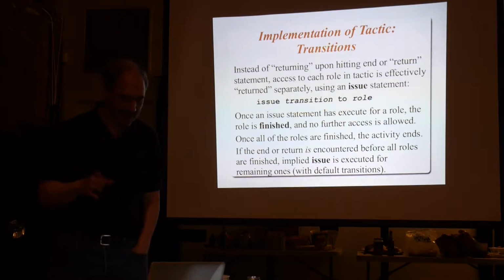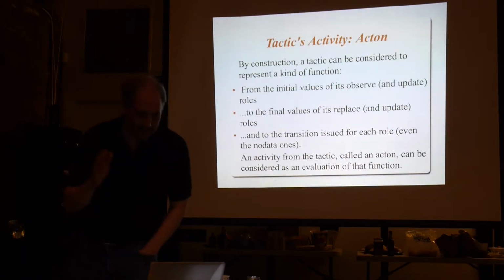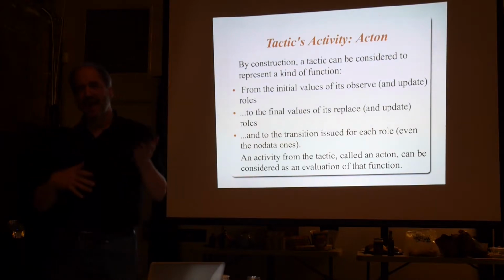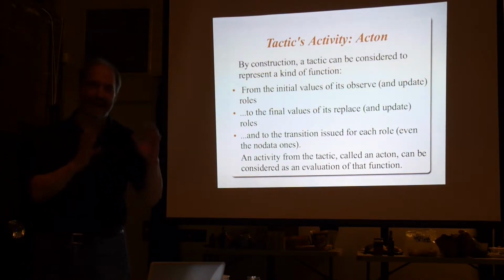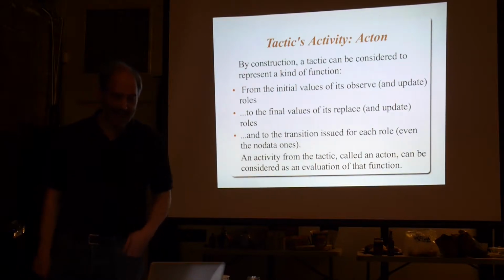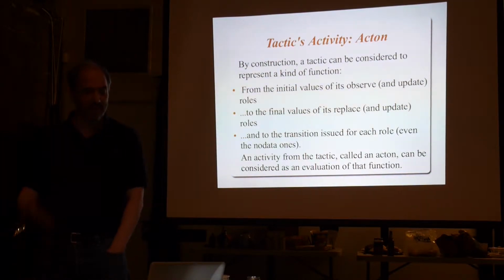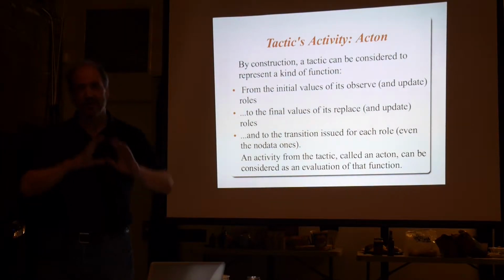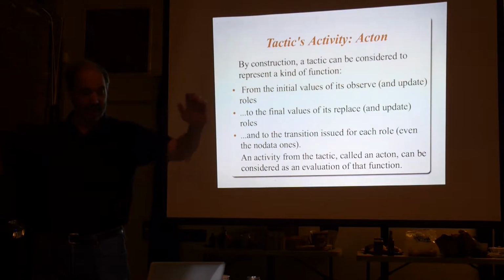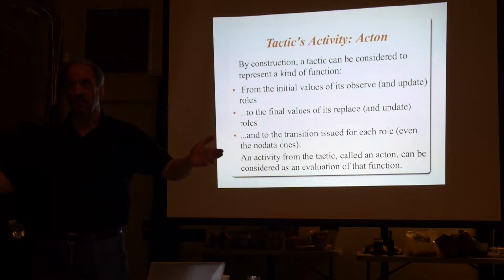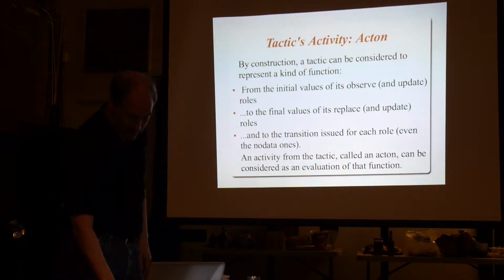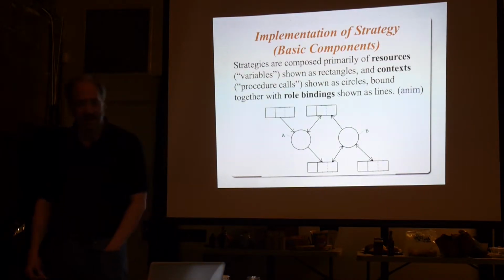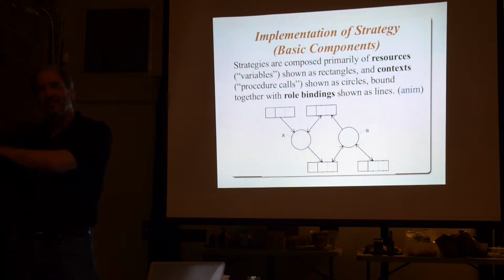Okay, so an activity from a tactic, because it has all these special properties, we give a special name called an act-on. And they're basically like a function. It's a function from the initial value of all of its observed roles to the final values of all the update roles and the transition issued to each one of its roles. And that is a function. So we call those act-ons. The activity for a tactic is called an act-on. Okay, so now we've covered tactics and their implementations.